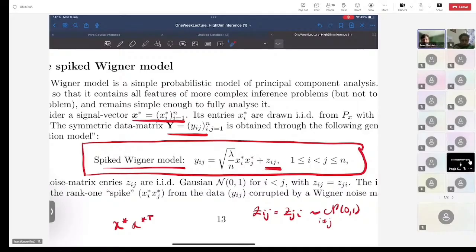Is the model clear? Please stop me if it's not, otherwise you will suffer for the next 4 days, or it will make no sense to continue. So if the model is not clear, just ask.